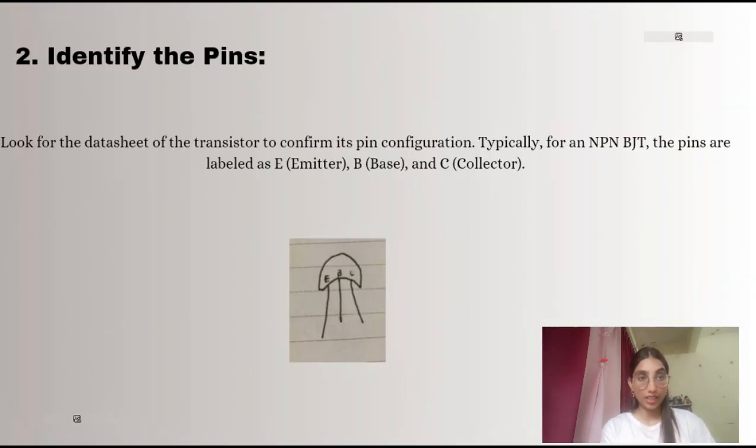Next is to identify the base. So we have to look for the data sheet of a transistor to confirm its pin configuration. Typically for an NPN BJT, the pins are labeled as E emitter, B base and C collector.